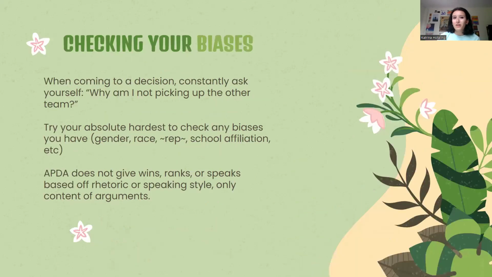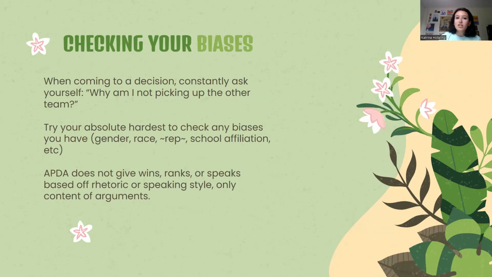Cool. You think you have a call. It's time to check your biases. When coming to a decision, the way I handle this is I will constantly ask myself, why am I not picking up the team that I'm dropping? Why am I not buying their argument? Why is their weighing not winning? Why do I not think this outweighs Gov? Why do I not think that they did what they needed to do? What's missing from this? Why am I not voting on it?